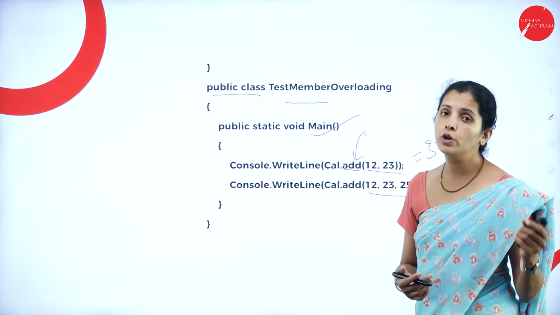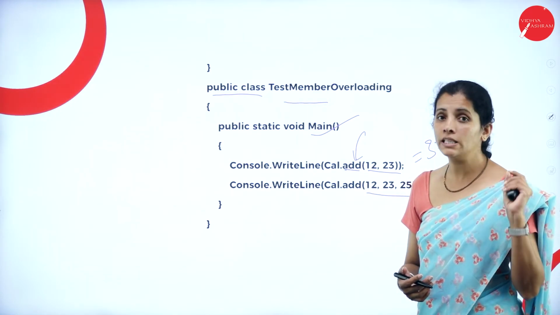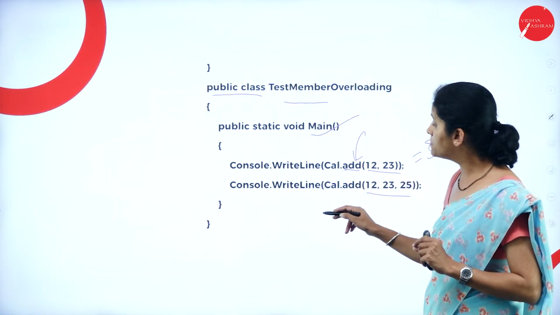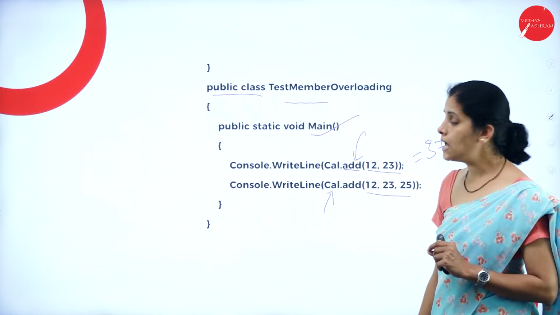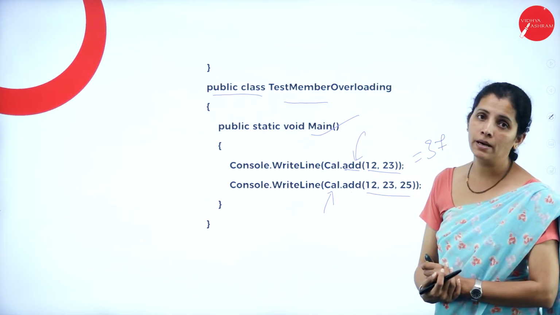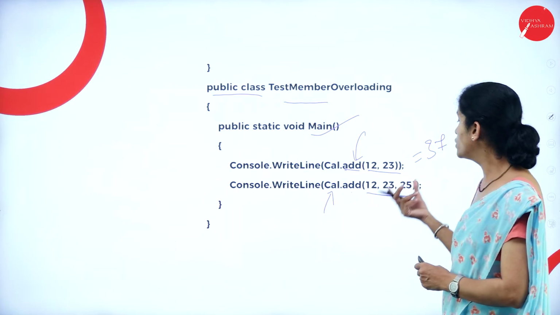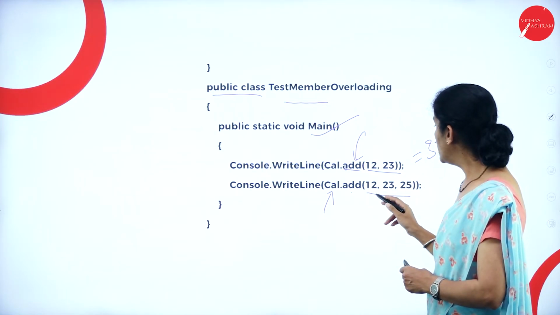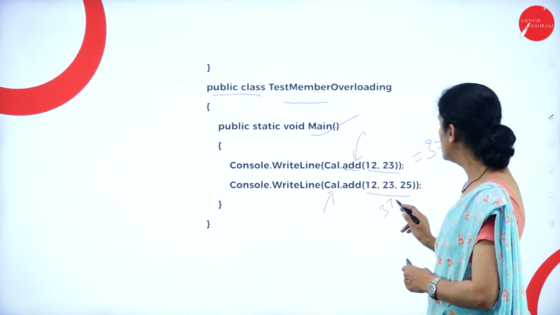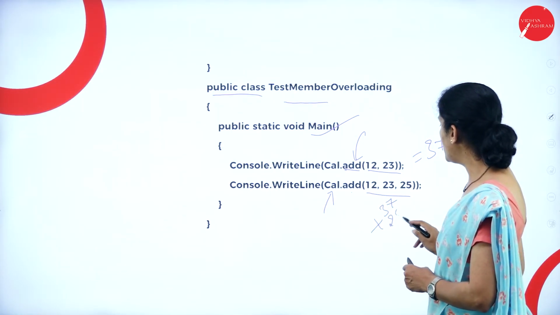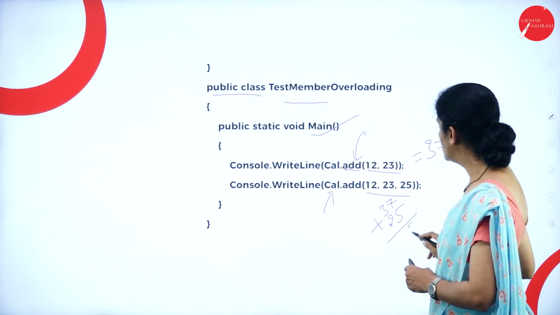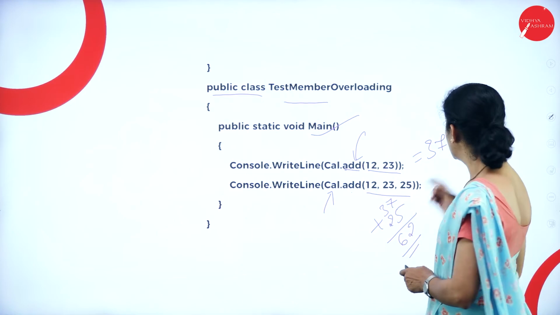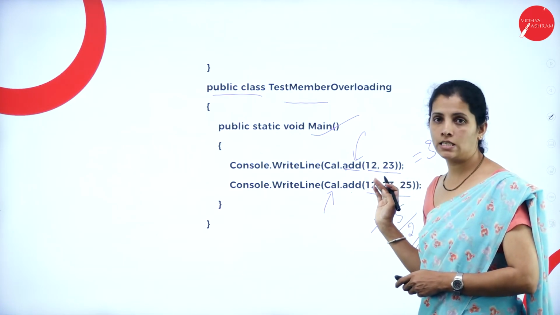Now, if I consider the second add function, it takes 3 values. How am I going to invoke that method? With the help of class dot method name. What is my class name? That is cal, and add is my method name, and I'm going to pass 3 values. Now, it is 37 plus 25, which is 62. It's going to display 37 as well as 62.